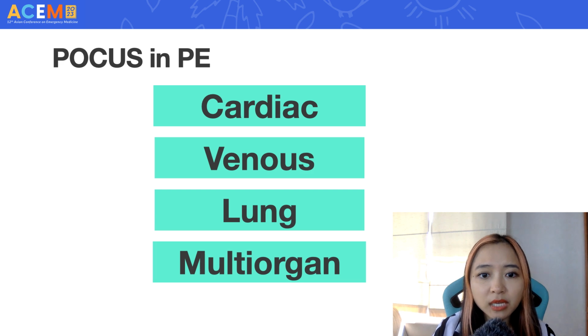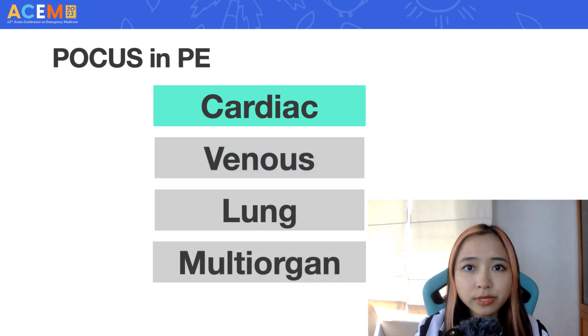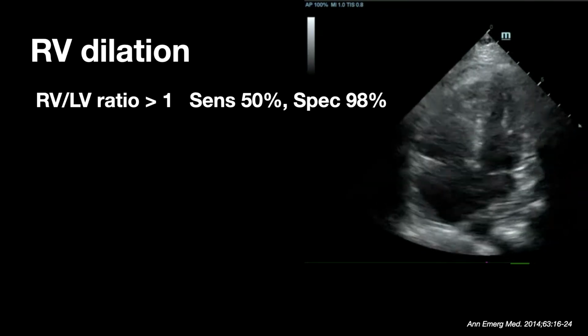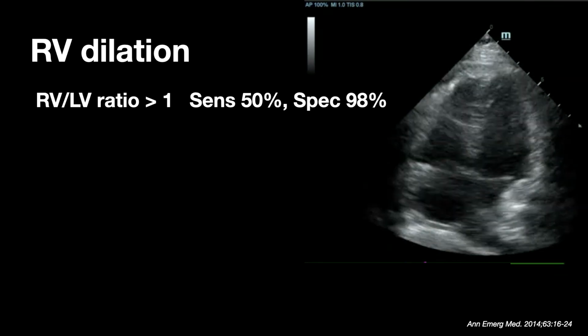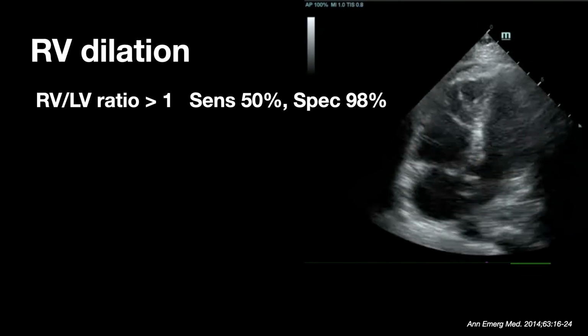In suspected PE, it may be better to use multi-organ ultrasound, which is a combination of cardiac, venous, and lung ultrasound. We'll start with cardiac ultrasound. So the first sign is RV dilation from the apical four chamber view. An RV to LV ratio greater than 1 can be noticed.